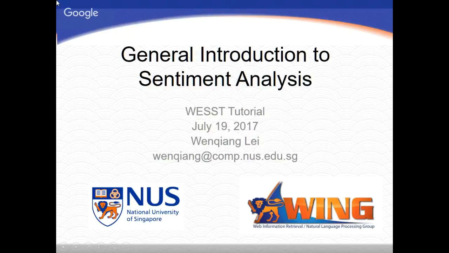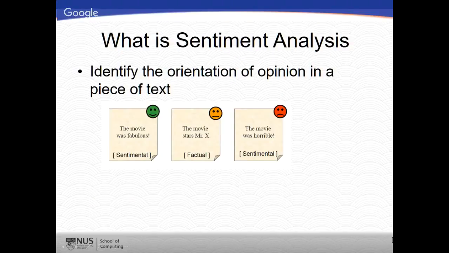The first question is, what is sentiment analysis? Sentiment analysis identifies the orientation of opinion in a piece of text. Our text can be divided into two categories. First is factual. It just neutrally or objectively states one fact, right? But in some sentences or text, we express our emotion. It can be positive or negative.